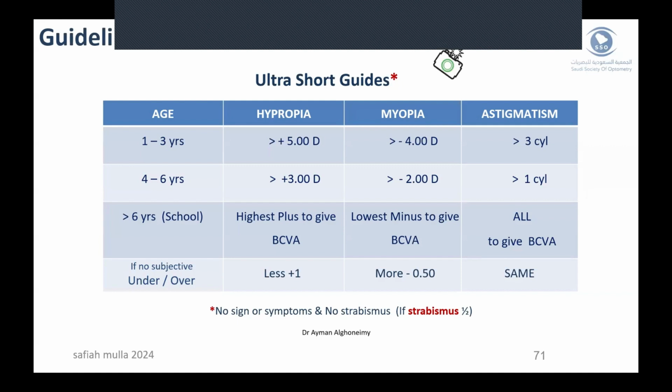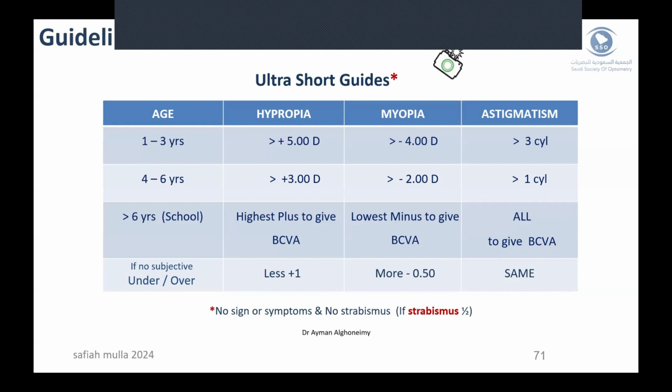For the school years, the highest plus to give best corrected visual acuity with hyperopia, the lowest minus to give best corrected visual acuity with myopia, and you correct all the cylinder to give them the best corrected visual acuity according to their demand. This is for the no of subjective under over.